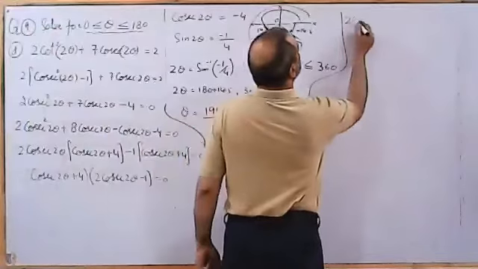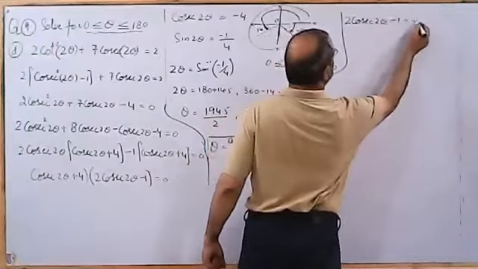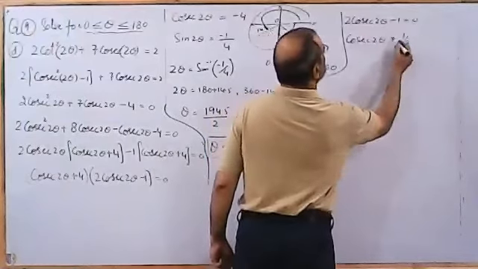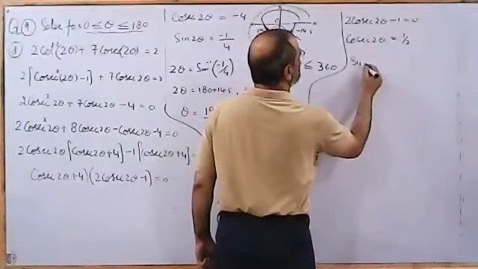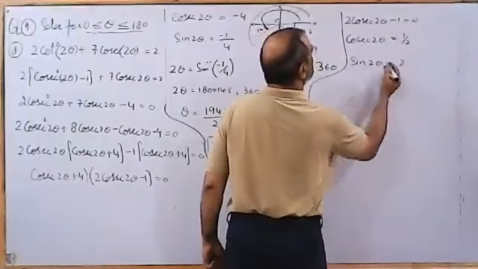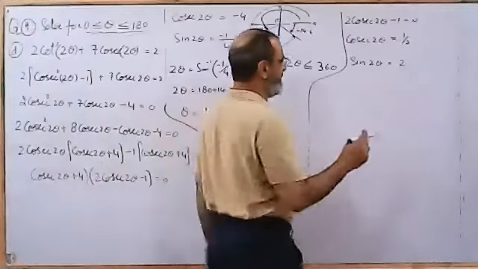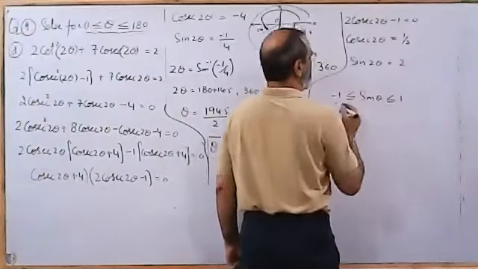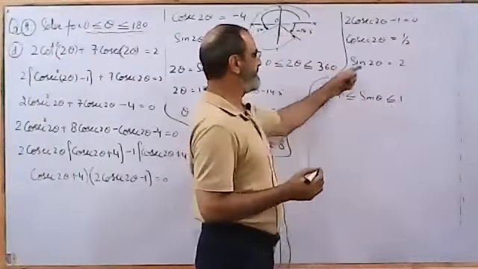2 cosecant 2 theta minus 1 is equal to 0. Cosecant 2 theta is equal to 1 over 2. Taking reciprocal, it gives me sine 2 theta is equal to 2. Remember, the range of sine is minus 1 to 1. So this 2 is beyond the range of sine theta, so it is not possible.